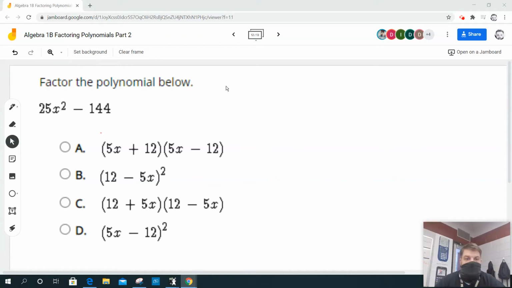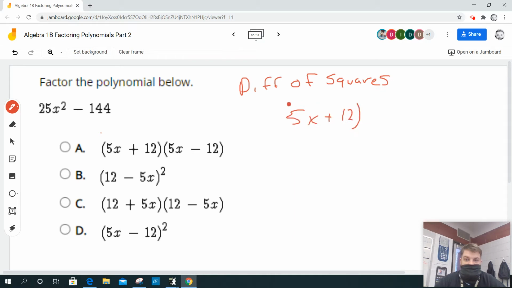So this is what we call a difference of squares. Now, what that means is I can tell you what the answer is off the top of my head. I don't have to do all this math. It's basically going to be 5x plus 12 times the quantity 5x minus 12.